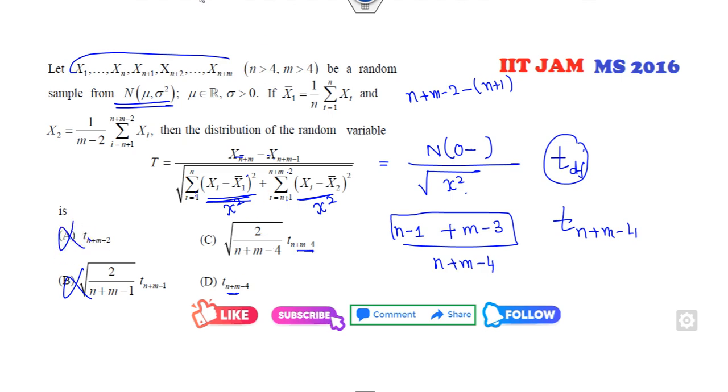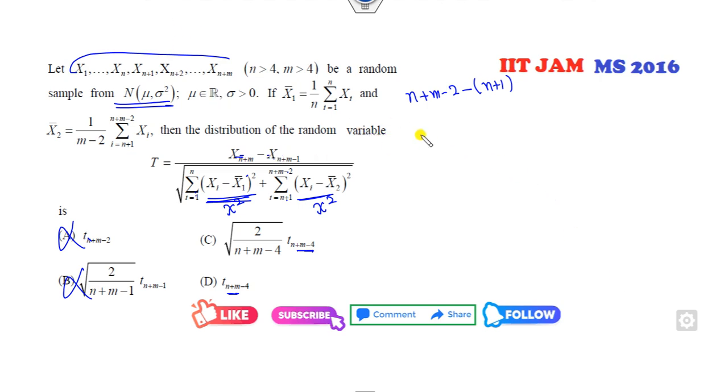Now out of these two options, how can you check? Again, very simple. What is x n plus 1 minus this? It follows the normal distribution with mean 0 and variance 2 sigma square. And from here, again you can see n minus 1 times s square over sigma square will follow the chi-square distribution.